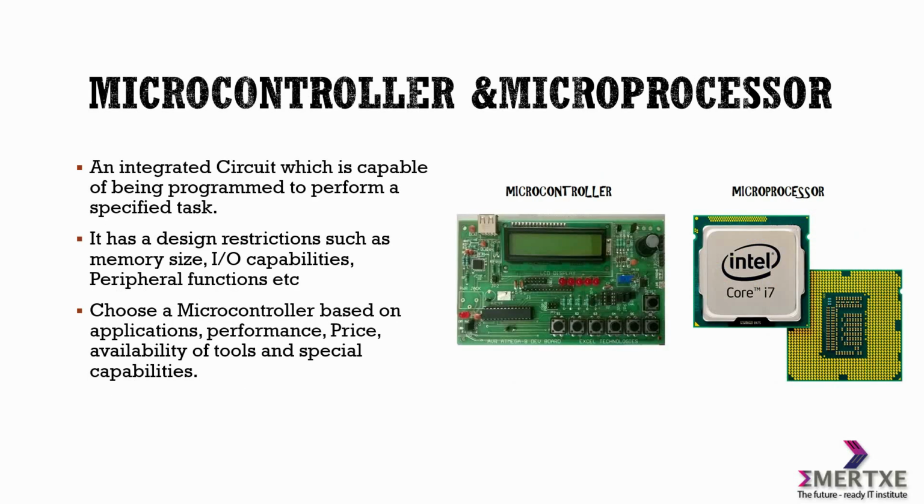Microcontrollers and microprocessors are integrated circuits capable of performing a specified task: when we program a task, we can communicate with both of them. They have design restrictions such as memory size, input and output capabilities, and peripheral functions. For example, there is a limit on memory size, so there is a memory restriction, and microcontrollers have restrictions on input and output capabilities.